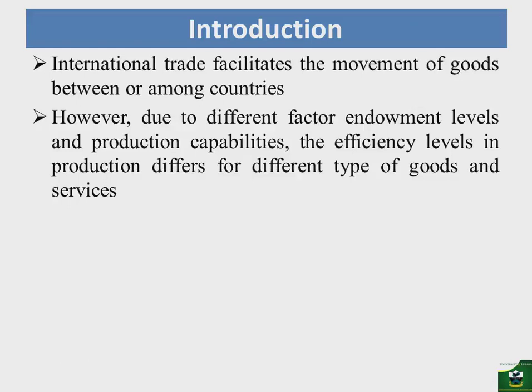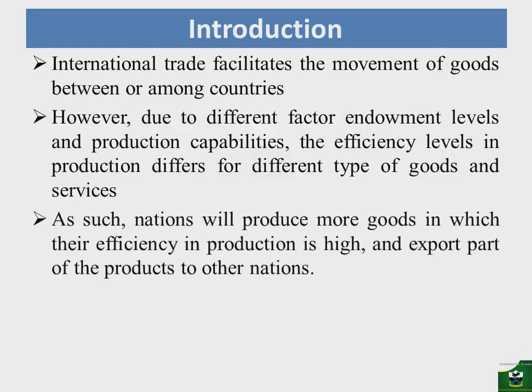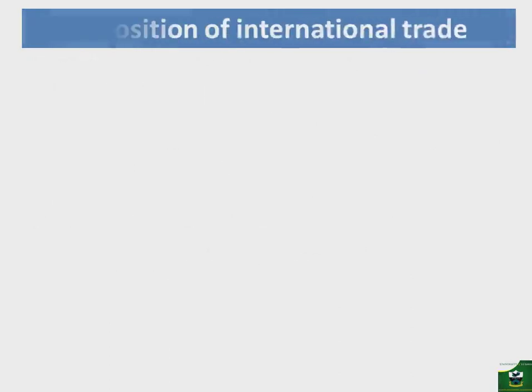And if it is more efficient in producing a given commodity, such a nation will produce more and export the excess to other nations that are inefficient in the production of that commodity. We will look at this in more detail when we go to comparative and absolute advantage. Nations will produce more goods in which their efficiency in production is high, and then export part of the output to other nations.